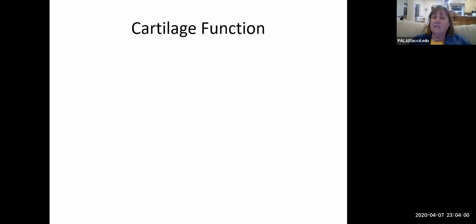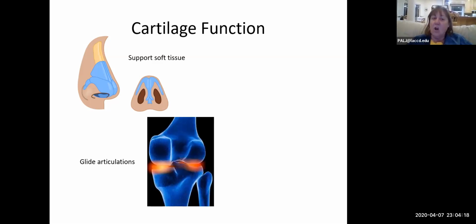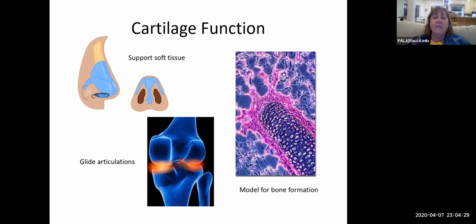All right, so with that, we're done with the types of cartilage, and now let's put cartilage to work. So what does it do? Well, as we've shown, it can support some soft tissue. You know, the tip of your nose would be very saggy if the cartilage in the anterior part of your nose disappeared. We also talked about hyaline cartilage at all the articular surfaces. So that's what allows you to flex and extend your articulations to move your joints. And then, it's one of the two models that can be used for making bone. So that's a super important function that we'll get to shortly.